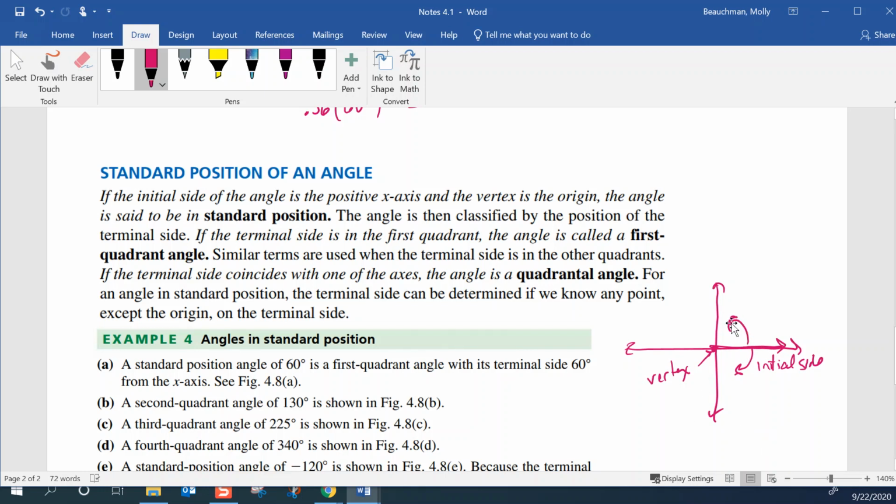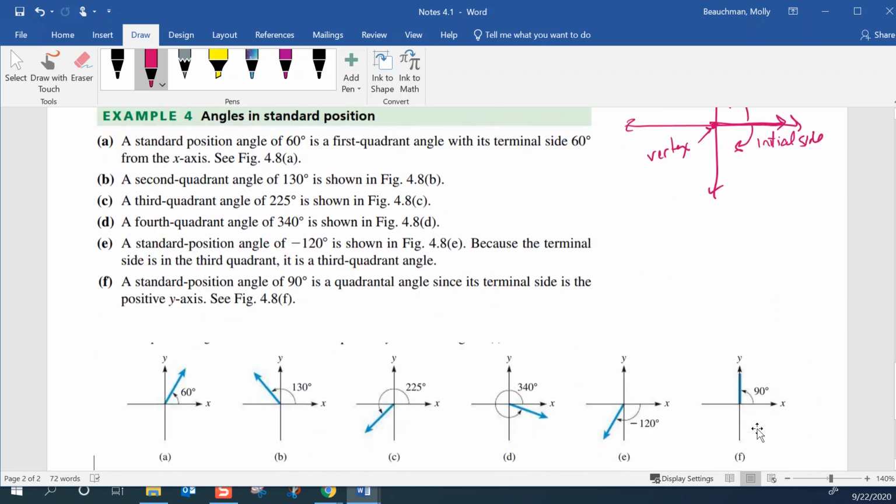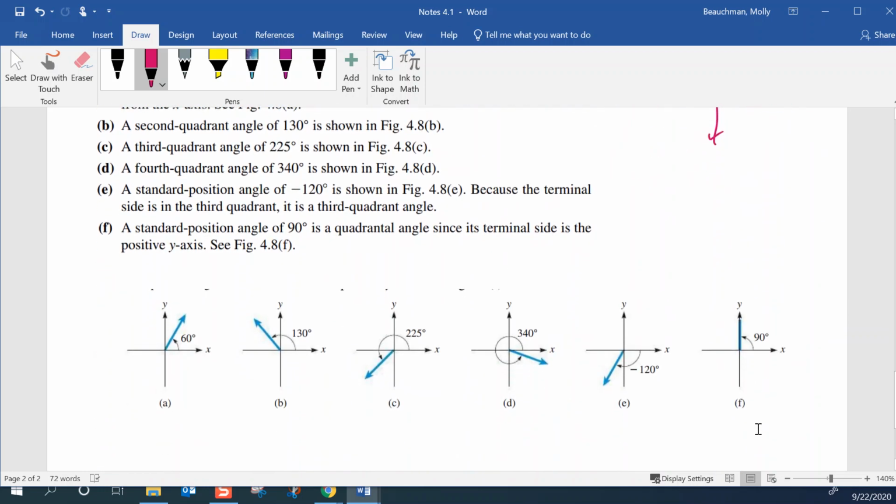Your angle can land in the first quadrant, or it can land in the second, third, or fourth quadrant. It can also land exactly on the x or y axis, and those are called quadrantal angles. So here are some examples below. The first one, a 60-degree angle, lands in the first quadrant, 130 degrees lands in the second, 225 lands in the third quadrant, 340 degrees lands in the fourth quadrant, negative 120 degrees lands in the third quadrant, and we have a quadrantal angle because the 90 degrees lands right on the y-axis.